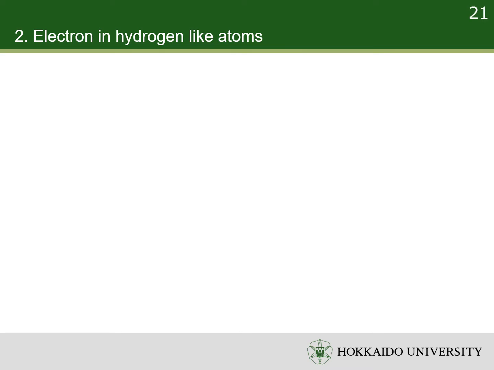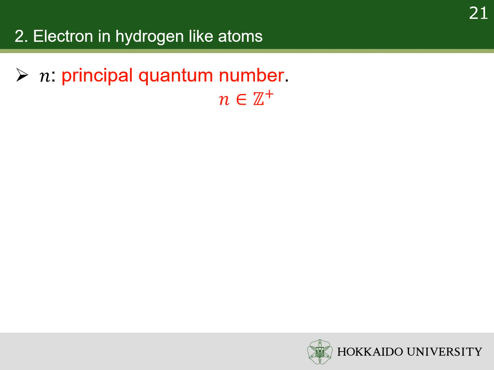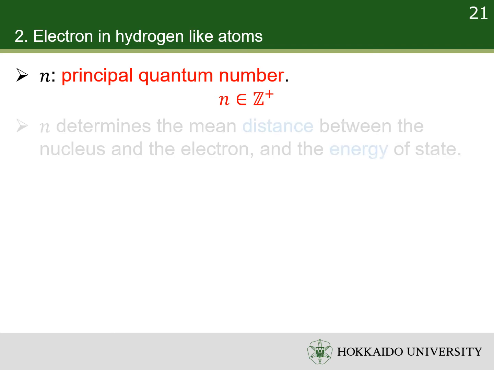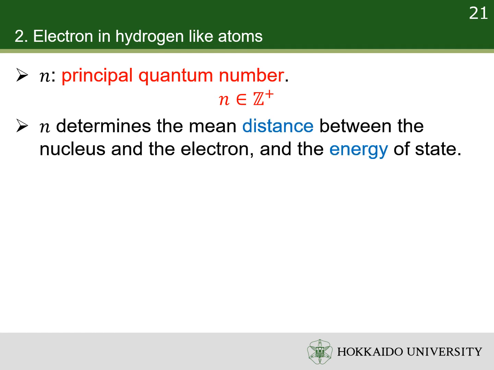The following 4 slides are extremely important in general chemistry. Please make sure you remember and understand the key concepts in them. n is called the principal quantum number. It is a positive integer, say, it can be 1, 2, 3, 4, etc. The principal quantum number determines the mean distance between the nucleus and the electron, and the energy of the state.